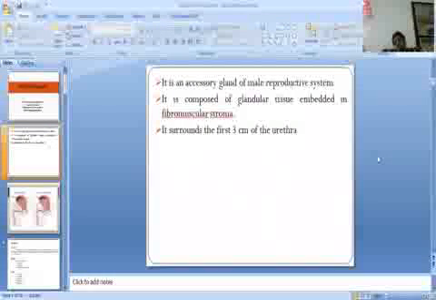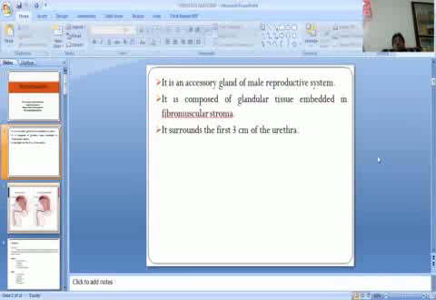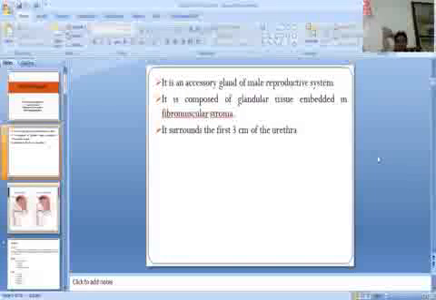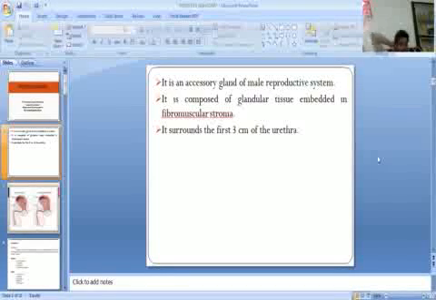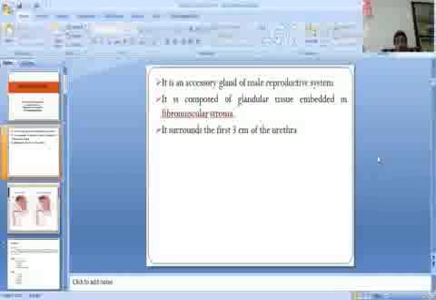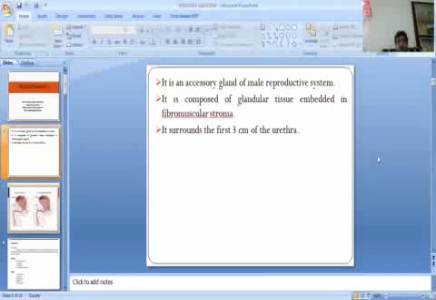It is an accessory gland of the male reproductive system. It is composed of glandular tissue embedded in fibromuscular stroma. It surrounds the first 3 centimeters of the urethra. This is called the prostatic urethra.